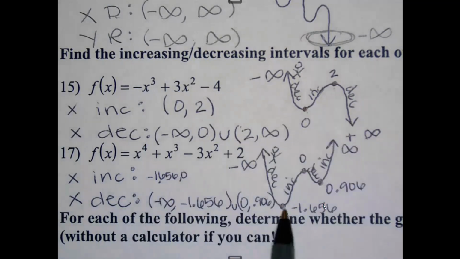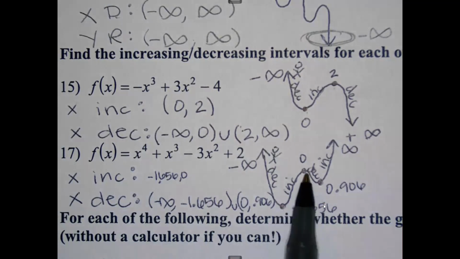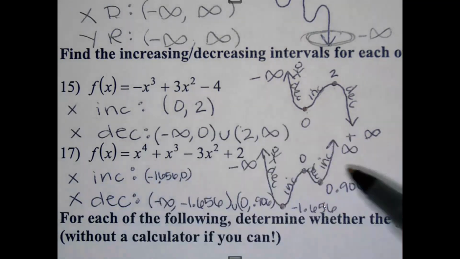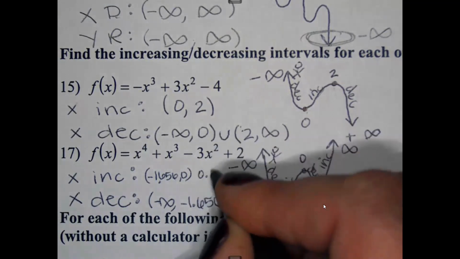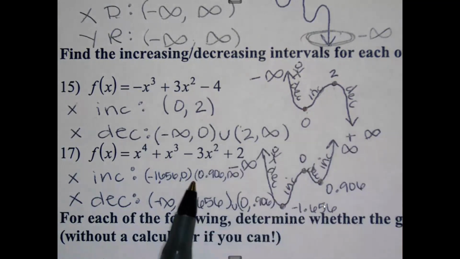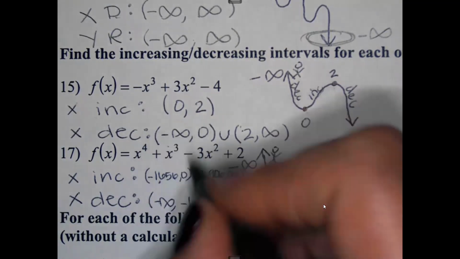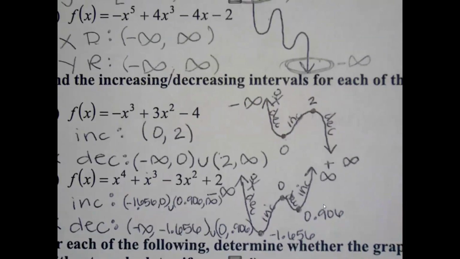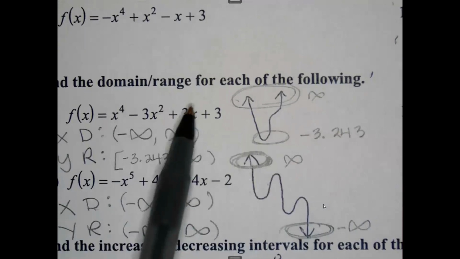Okay. What do we put for the first increasing answer? Okay. Is he actively walking uphill at the bottom of the valley? Is he actively walking uphill at the top of the mountain? No. Okay. And then what's the other increasing answer? Okay. 0.906 to infinity. And then what do we put in between? Little u.